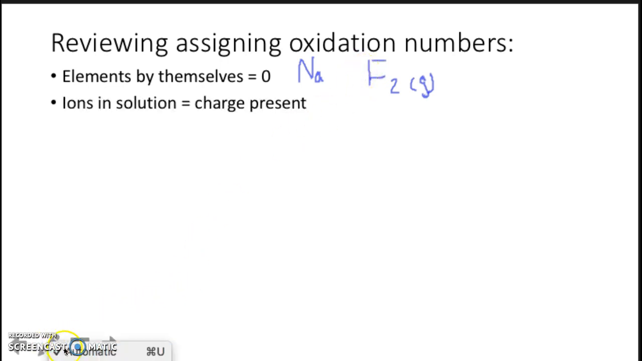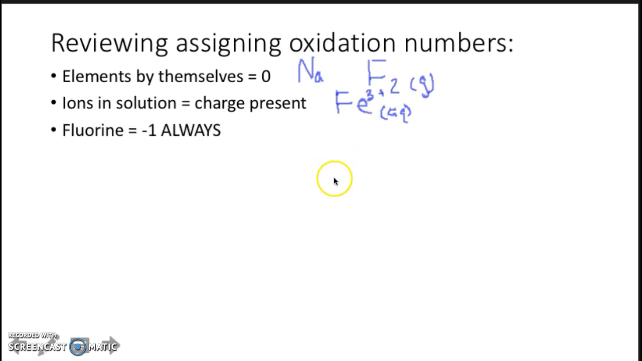Also, ions. When ions are in solution, not when they're in a compound, when they're in a solution, they're going to have the charge that they would normally see. So say iron here with a 3+ charge, if you see that with a little AQ, the oxidation number for iron there is 3+. It's the charge that is literally present that you see.